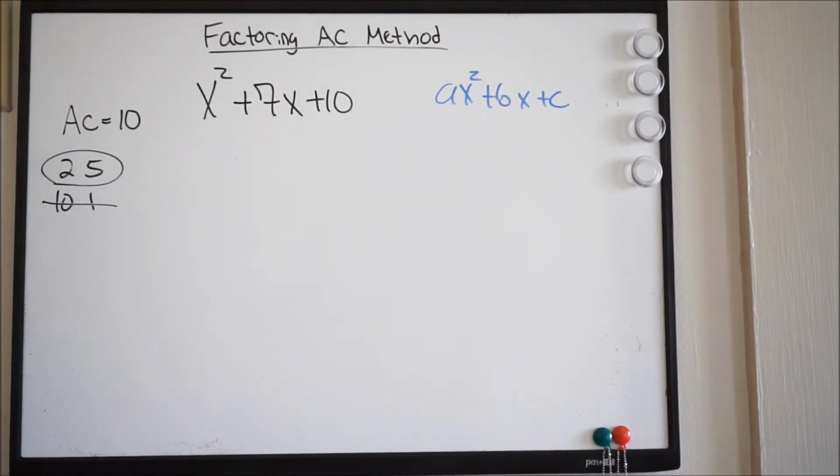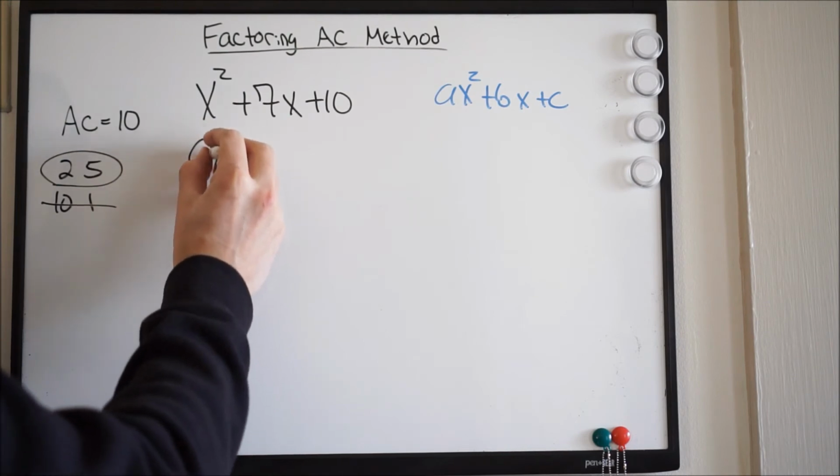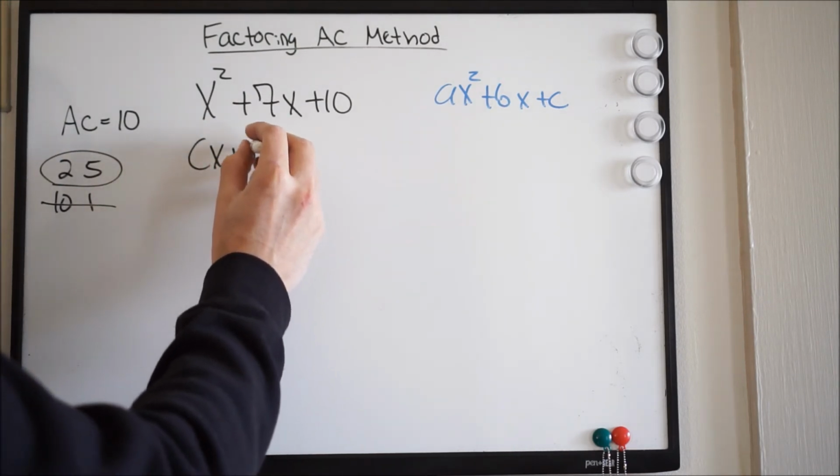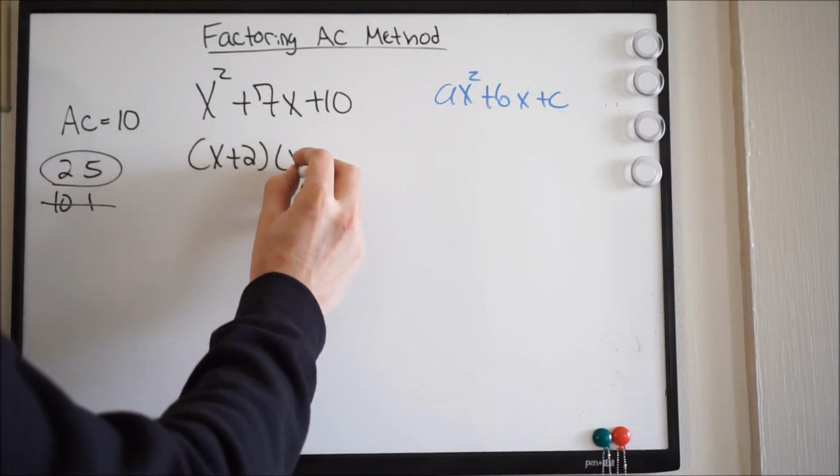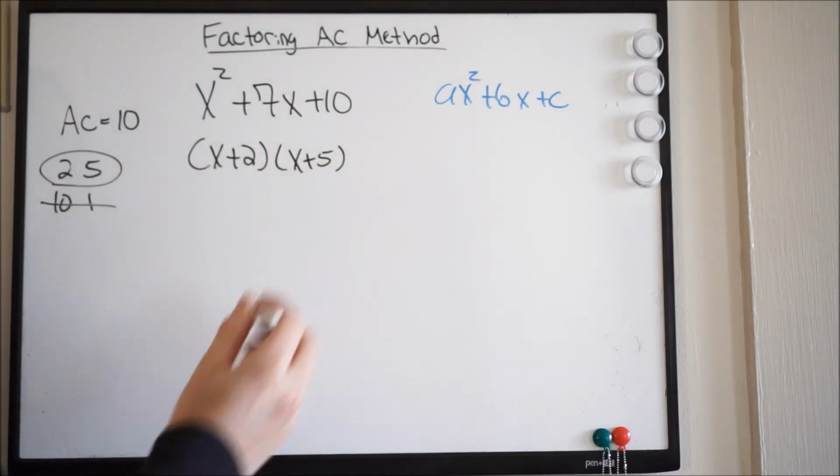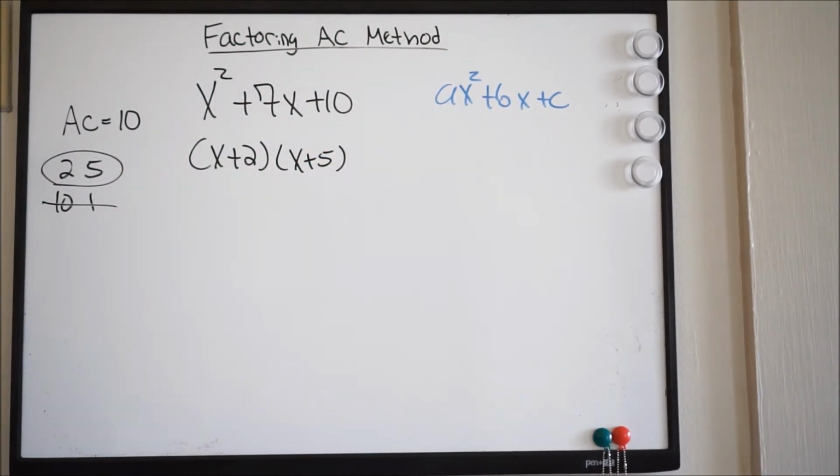So now all we have to do is put this right into factored form. So I'm going to do x plus 2 and x plus 5. And we are now done. That is in factored form. Okay, let's go into another problem.